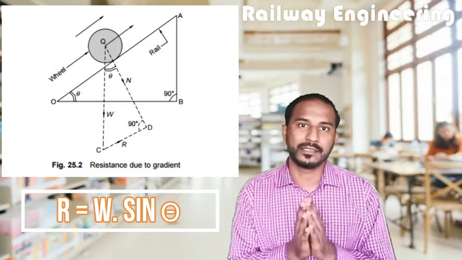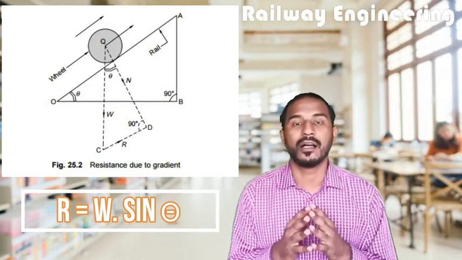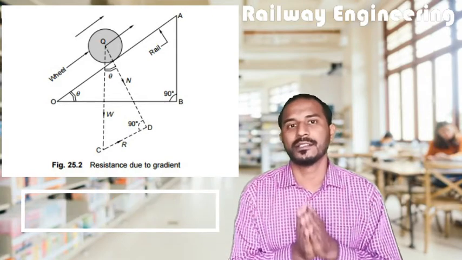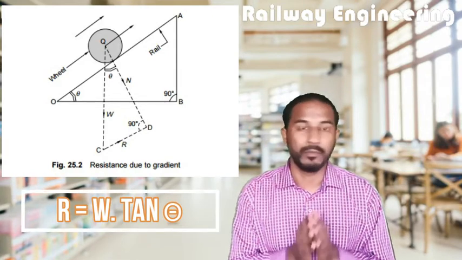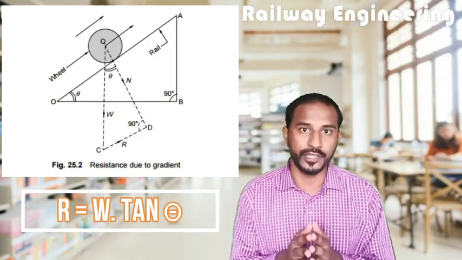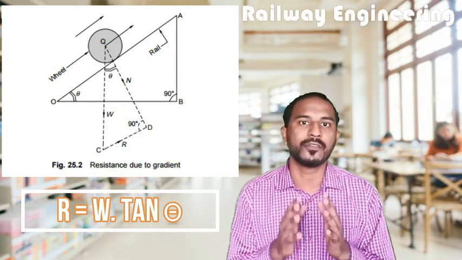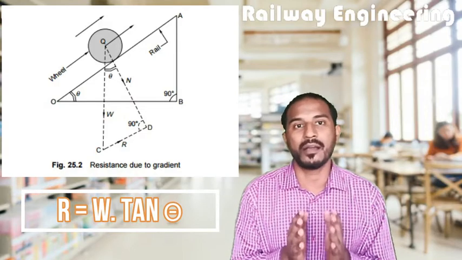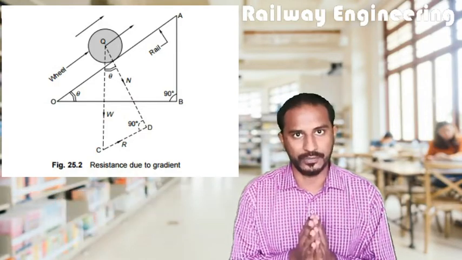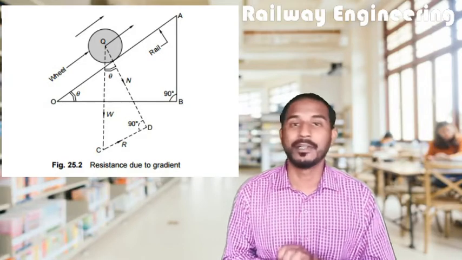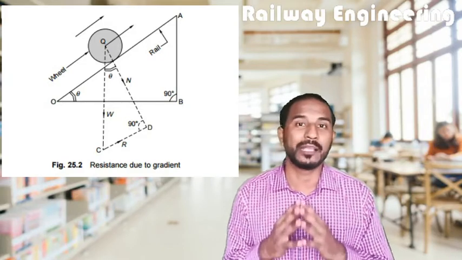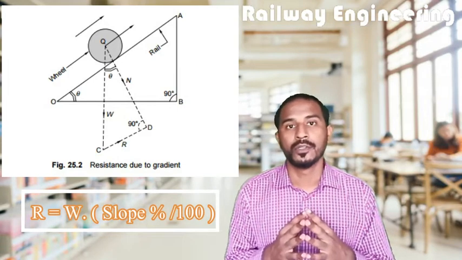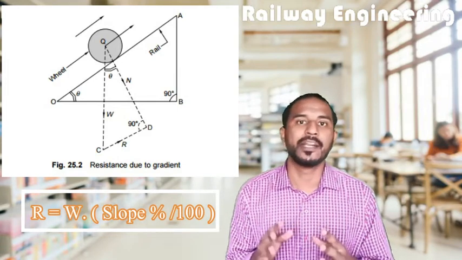Now in practice the angle theta is very small. So we can replace sin theta with tan theta, because tan theta is a known quantity, which is nothing but the gradient of the track. So finally we can conclude R is equal to W tan theta. If the value of slope is given in percentage, then the same formula can be written as R is equal to W into slope in percentage divided by 100.